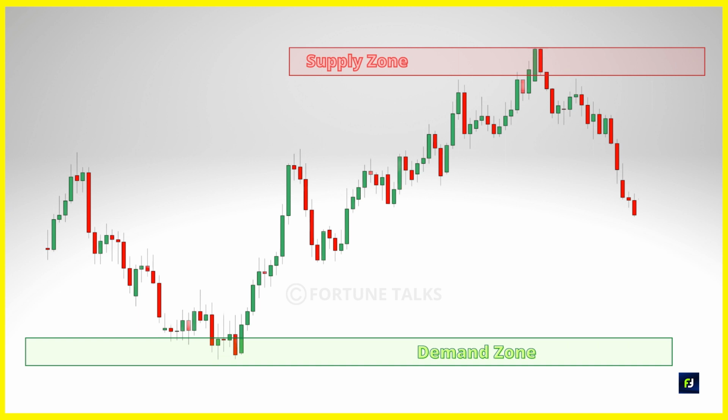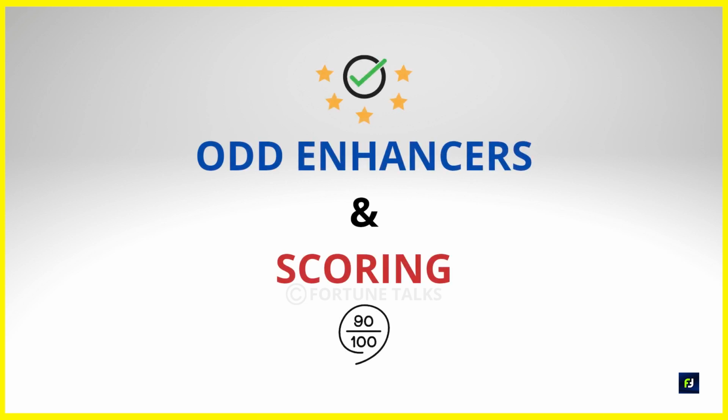In the first part of the video series, we discussed the supply and demand zones in greater detail, from identifying, drawing and trading these zones. In this video, we will fine-tune all we have learned to make a proper setup with a higher probability of success and better risk management. In that sense, we will talk about the odds enhancers and the scoring of these supply and demand levels.